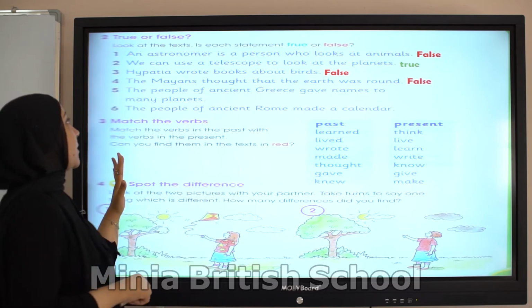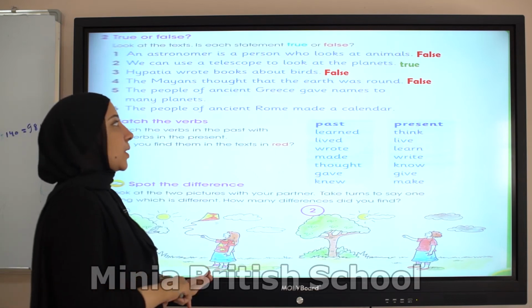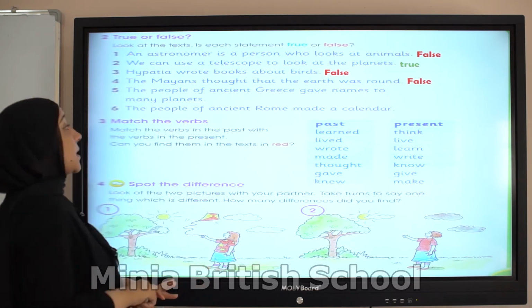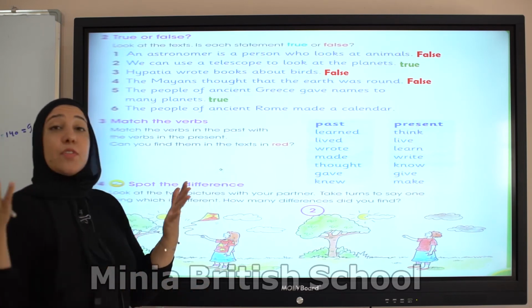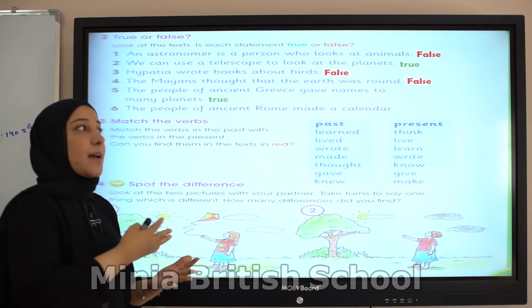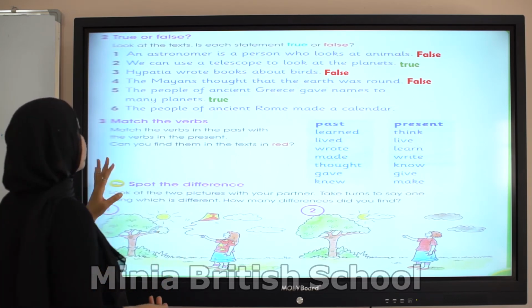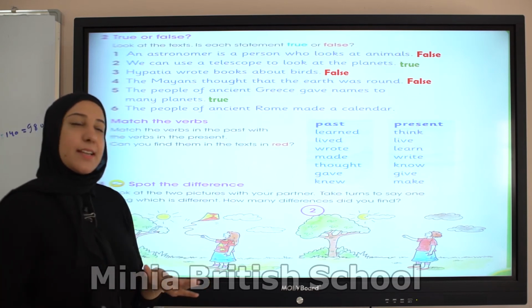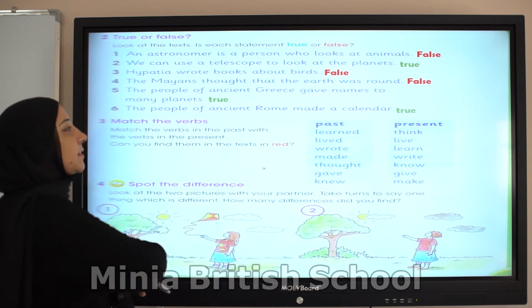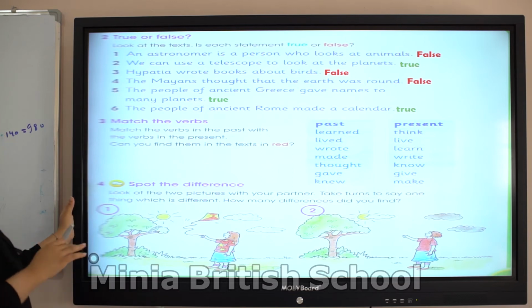Okay, number 5. The people of ancient Greece gave names to many planets. Yes, of course. Excellent. Even the word planet, it's a Greek word. The people of ancient Rome made a calendar. Excellent. True.